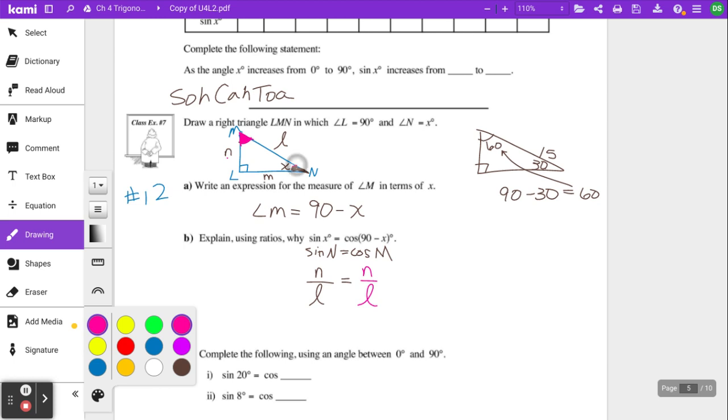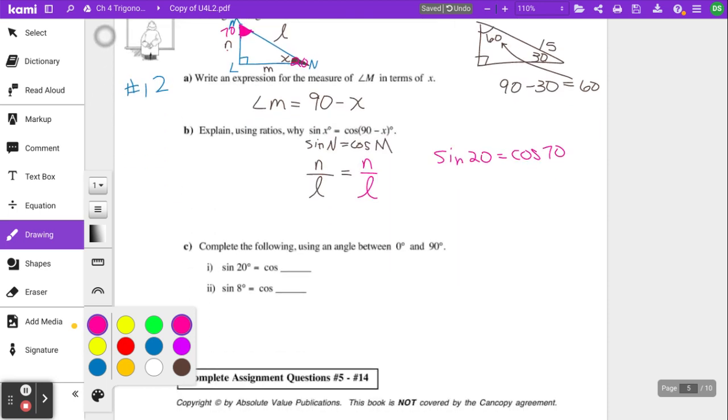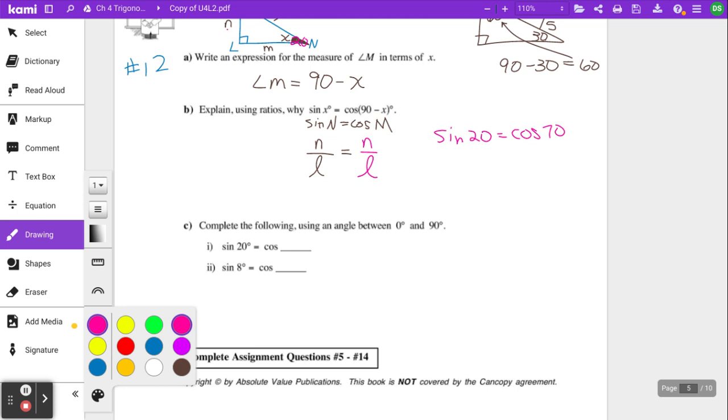So if this was 20 and this was 70, you would say sine of 20 equals cosine of 70. You following me? It's a really cool fun fact. So down here, the sine of 20 is equal to the cosine of 70. I just did that one. How about the sine of 8? What would it be equal to? Cosine of 82? Did you just catch what happened? These two things add up together to get 90. It's a really cool fun fact. Those things add up together to get 90.